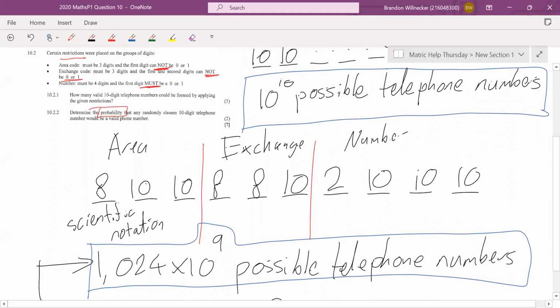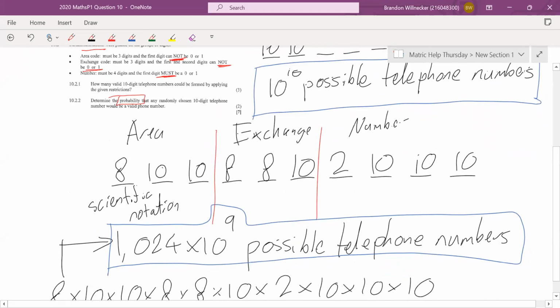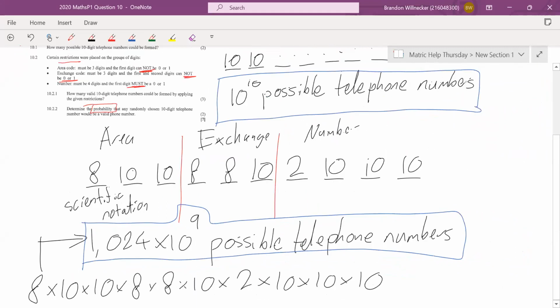Okay, so we've got all of them. We've got the valid ones, and we want to know the probability of picking a valid one. So what we want to do is take the number of valid ones divided by all of them, and that will give you a probability.